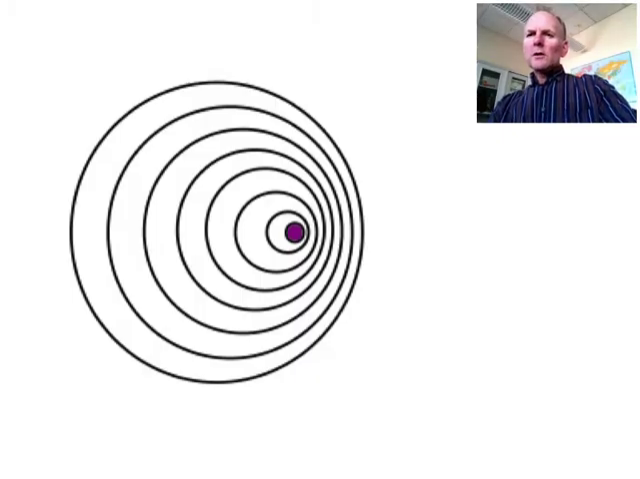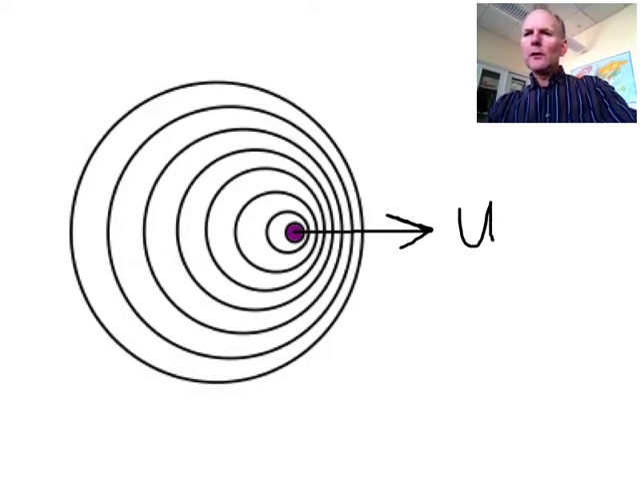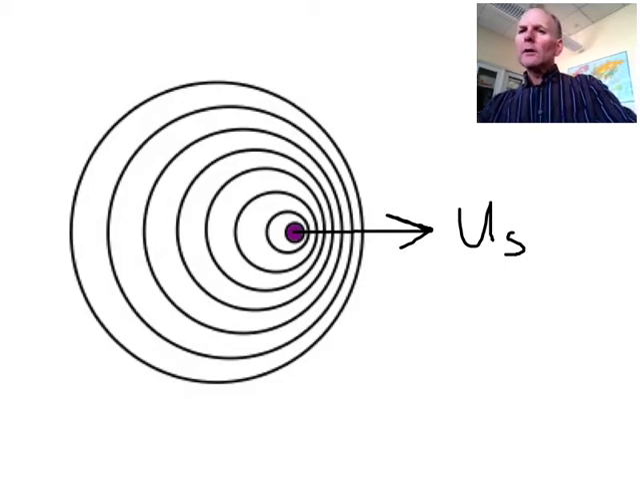This picture shows a sound source, the purple dot in the middle, moving to the right. The black circles represent the wave compressions in the sound wave. The object is moving to the right with a velocity of u_s, the speed of the source. We can see that the wave speed in the medium, which is probably air, is faster than the speed of the source because the waves are advancing to the right. Let's call the speed of the waves in the air v.